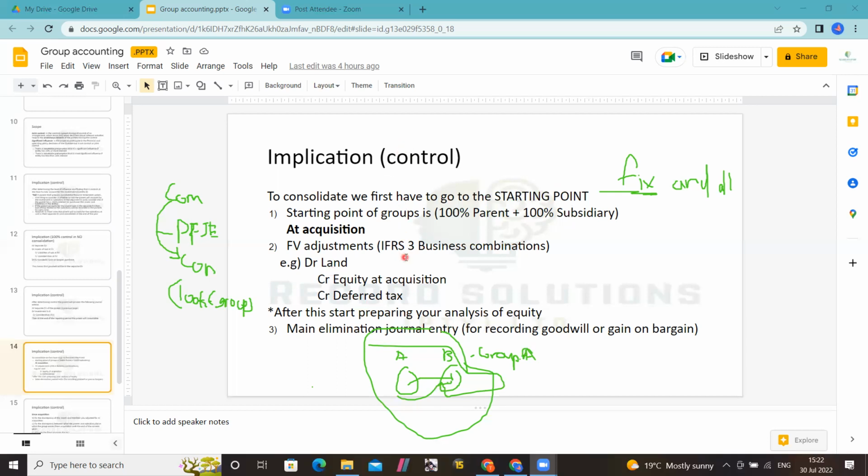Now, do not forget, because you're at third year level, you already did deferred tax, right? Deferred tax for groups, trust me, it's very simple. You must just not forget it. For this one, the deferred tax is just going to follow the equity at acquisition. So if equity at acquisition you debited, the deferred tax you're going to debit. If equity at acquisition you credited, the deferred tax you're going to credit.